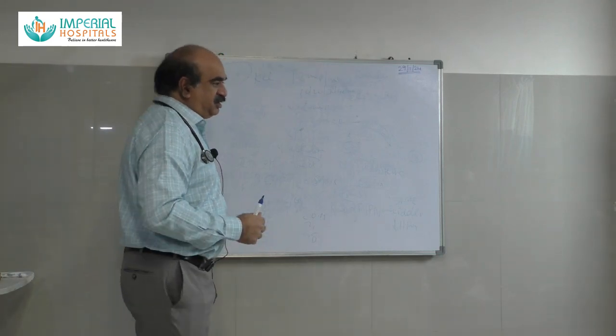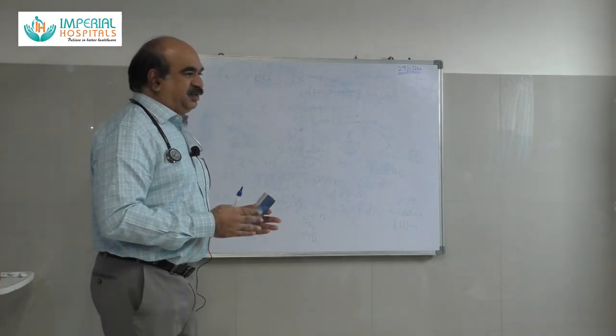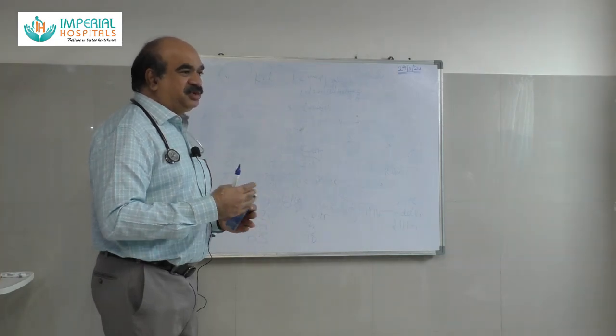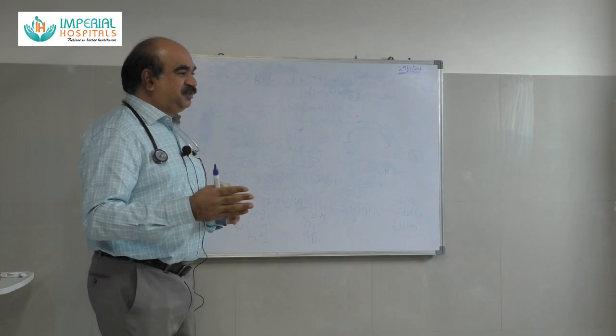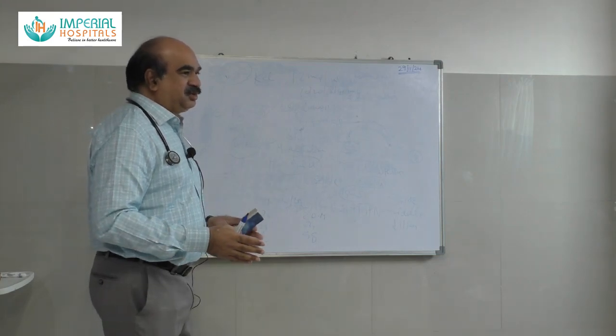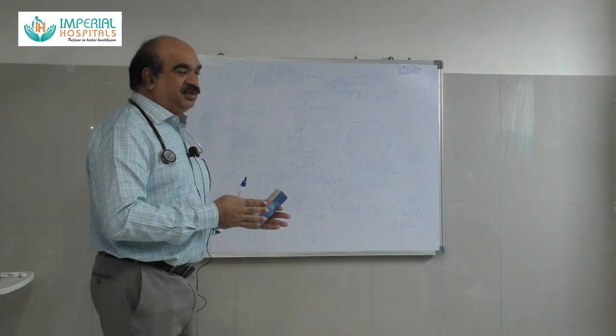Another reason is, if we give 20 milliequivalents in a 1 hour period, there will be time for redistribution of potassium, the intracellular shift of potassium, and there will be maintenance of total body potassium stores. So it takes time. That's the reason why we give it over 1 hour.